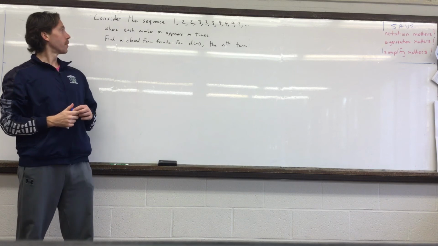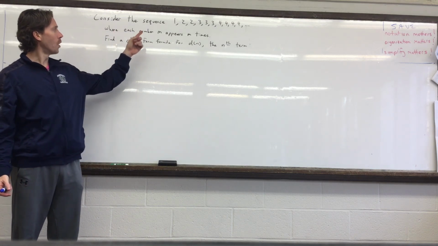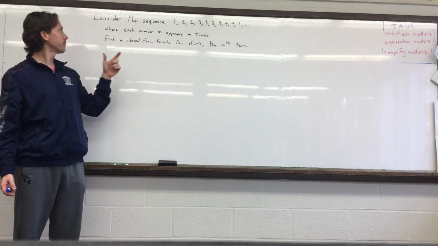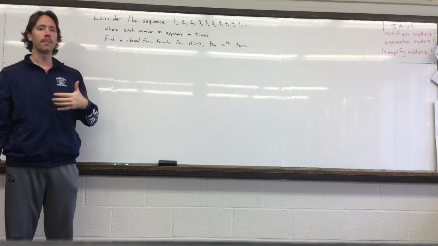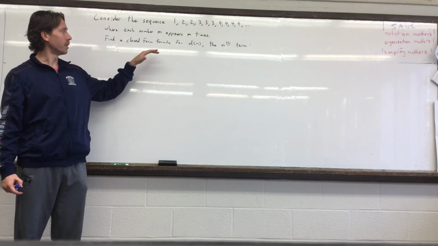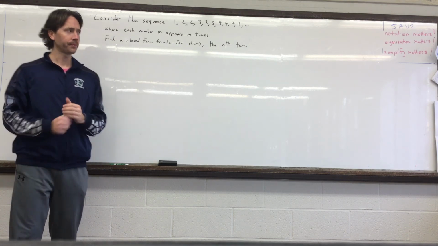This is question 2 from the 2008 MMPC round 2. Consider the sequence 1, 2, 2, 3, 3, 3, 4, 4, 4, 4, and so on. So each number m appears m times in a row. The question is, find a closed form formula for d_n, where d_n is the nth term of the sequence.